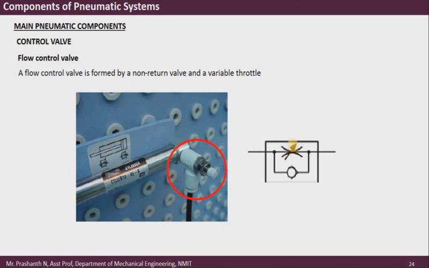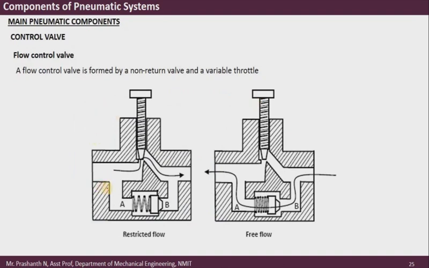You can see this arrow mark. The arrow mark indicates it is variable, so that means you can open or close this with various degrees. And then it also has a check valve or a non-return valve attached to it, right? So it is basically a combination of both a non-return valve as well as a throttle valve. If you want to know how this works in detail, let us look into this figure.